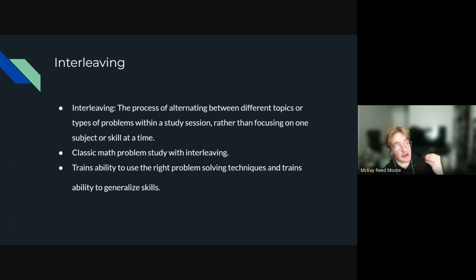And the important part, well, I guess an important part of this is that in solving the problem, it'd be best to not know which problem it is that you need to solve, right? Because you're trying to train not only your ability to solve the problem, but you're also trying to train your ability to pick the right strategy for solving that problem.